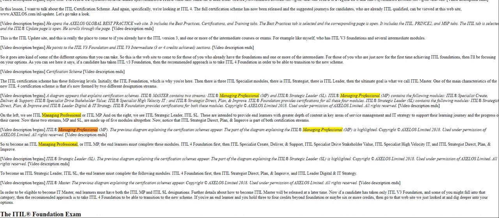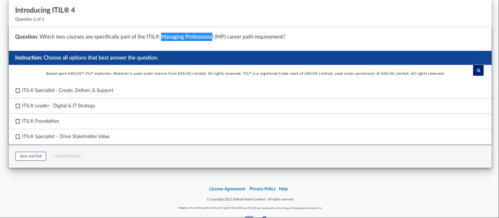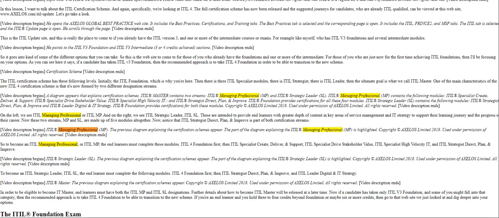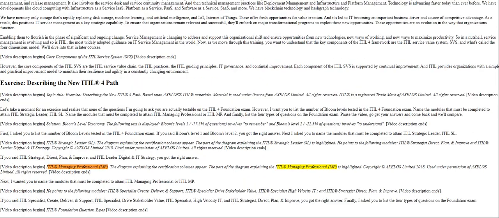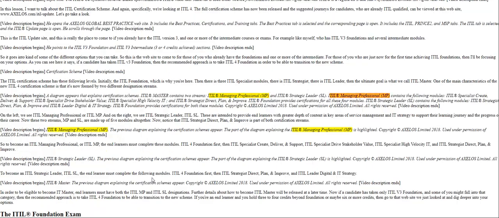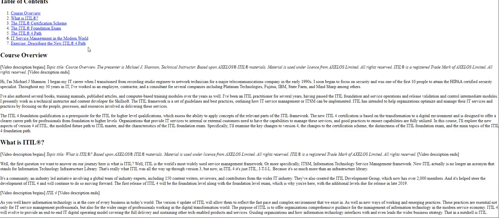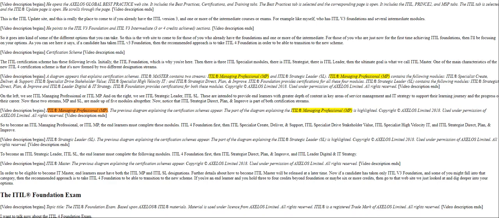Contains two streams, managing professionals. I think for this one, it'll be which two courses of the ITIL managing professional career path? Hold on here. Video. The diagram explains the certification scheme. The part of the diagram explaining ITIL is highlighted. Let me go back to the contents. This one.